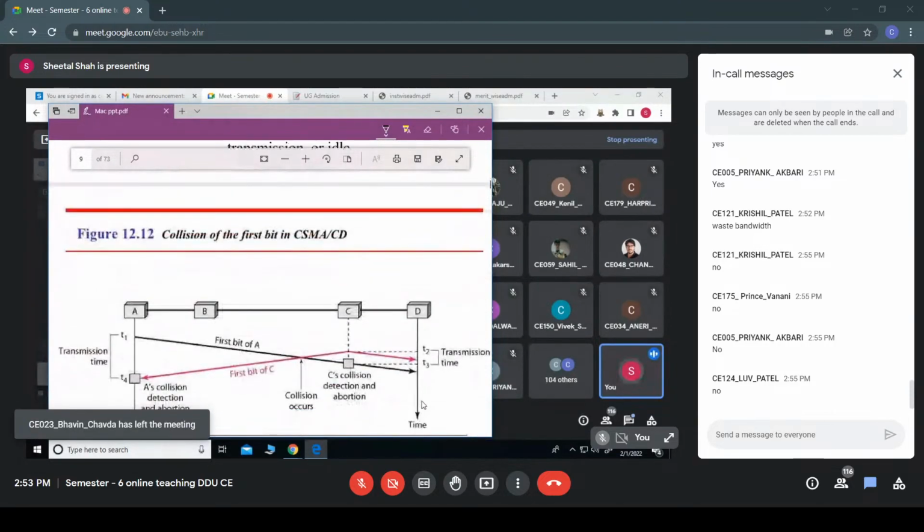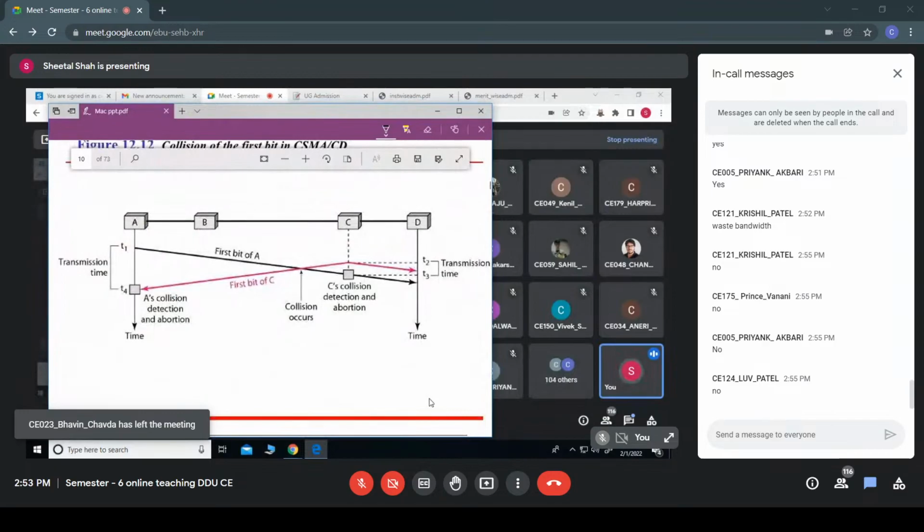Okay. Now, you can observe here. Suppose this is my LAN and there are 4 stations A, B, C as well as D which are there on this LAN. Assume that first station A is transmitting a certain frame through this channel, and as we know there would be certain propagation delay.